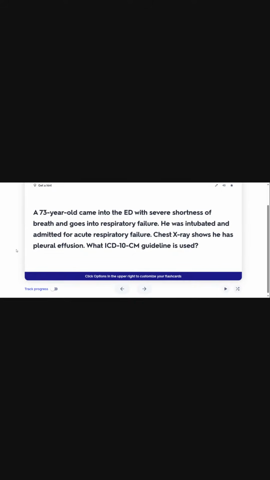You guys know we are going to be using the same scenario, looking at the keywords. Now, what guideline are we going to be using from this? I'll give you guys a hint. It's going to be from chapter 10, Diseases of the Respiratory System. So with that hint, put it in the chat and then we will go over it.